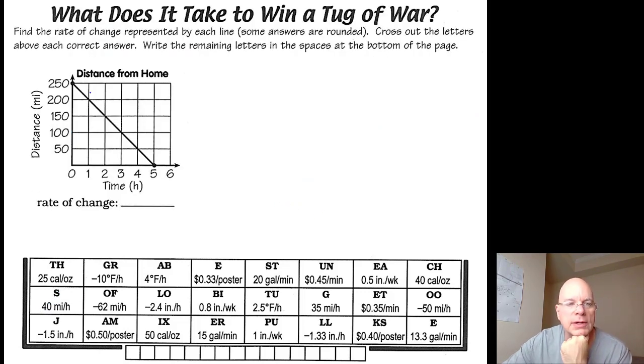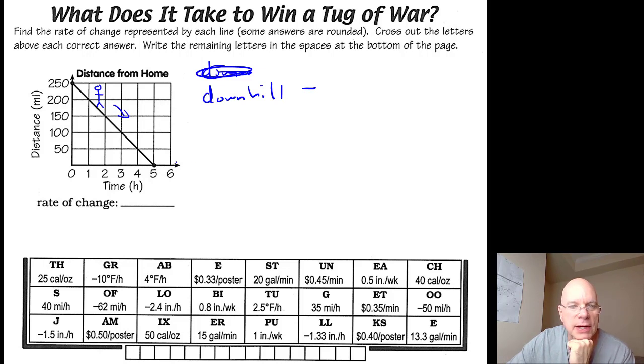But on this slope, we can already tell if I was walking on it going left to right, I'd be going downhill. So we expect this slope to be negative. But let's actually calculate it.